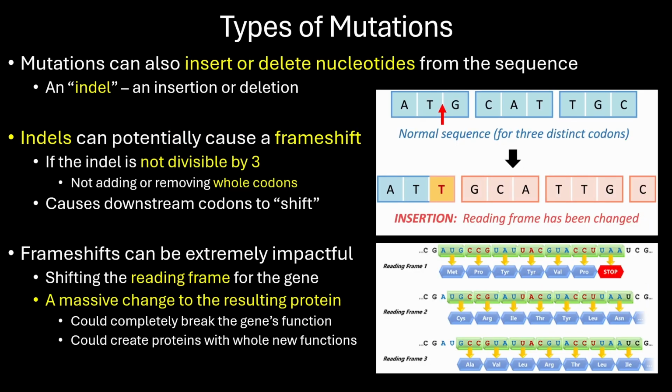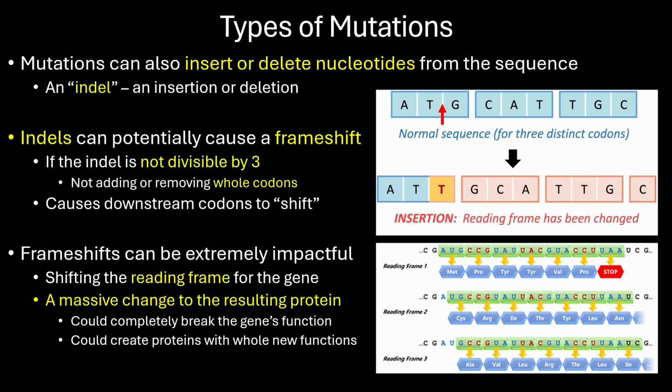Mutations can also insert or delete nucleotides from a sequence. That is something we call an indel, as in an insertion deletion. An indel is something that could potentially cause what we call a frame shift, essentially shifting the reading frame of the codons. So if we do that, if we insert something like this T that gets inserted in this example, it's just a single T that gets added, but you can see that every downstream codon of this sequence has been shifted, and now they are all dramatically different from what they were before.